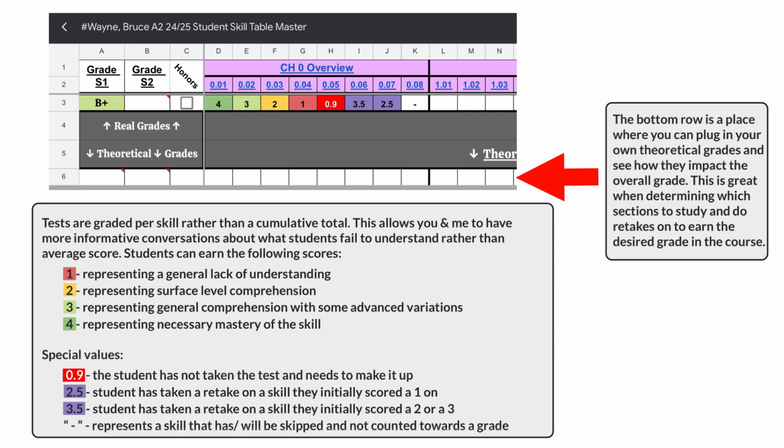It will not positively or negatively impact their grade, and it's a placeholder to let you know that it's not empty because it hasn't been taken. It's empty because it never will be taken.